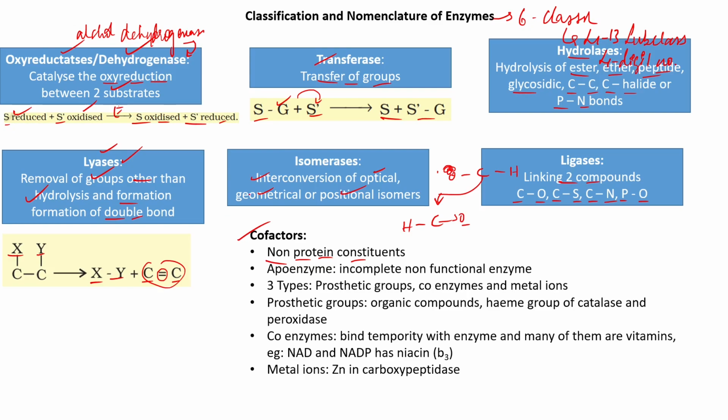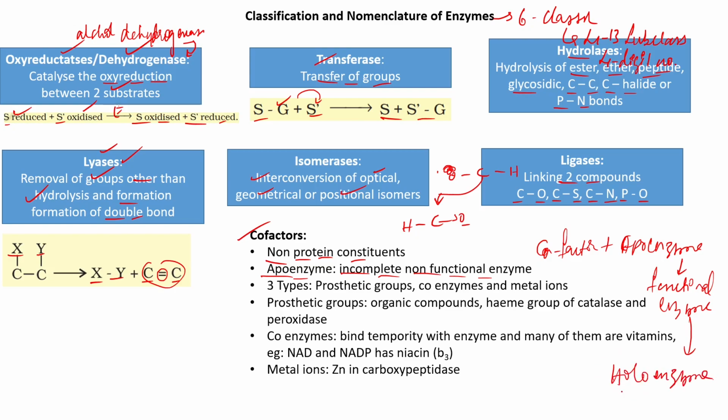Now we have a term called the apoenzyme, which is the incomplete or non-functional enzyme. If we add the cofactor plus the apoenzyme, we get a functional enzyme, and the functional enzyme is called the holoenzyme. Remember, the apoenzyme is none other than the non-functional enzyme. So we actually have three types of cofactors.